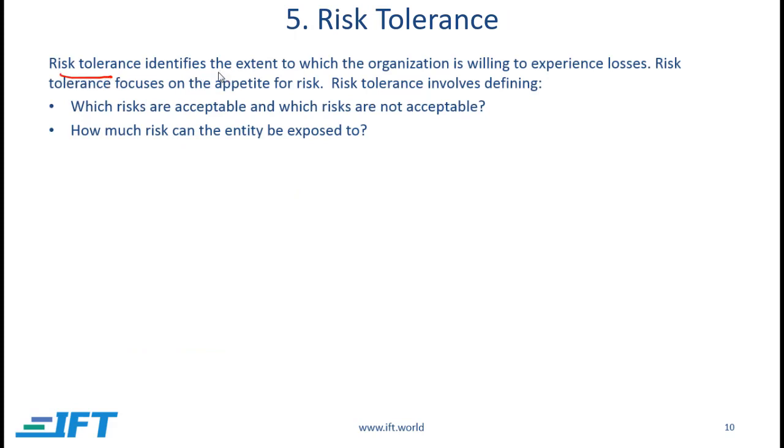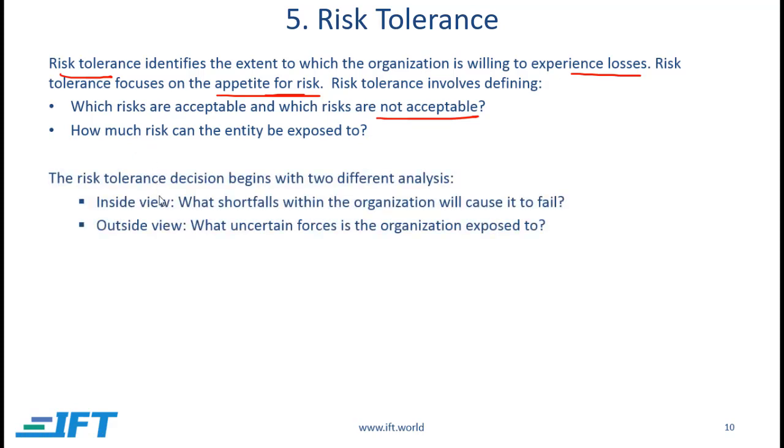Risk tolerance identifies the extent to which the organization is willing to experience losses. Risk tolerance focuses on the appetite for risk. Risk tolerance involves defining which risks are acceptable and which risks are not acceptable. Also, how much risk can the entity be exposed to?